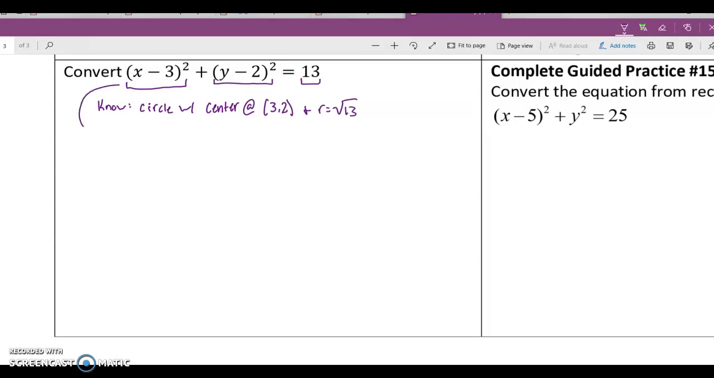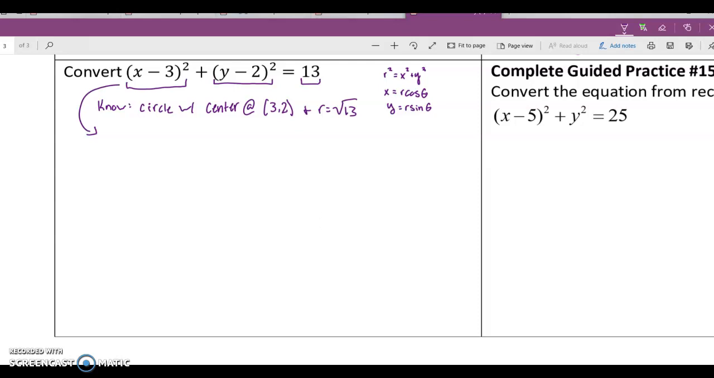Now if we want to go about converting this to polar, the first thing we need to do is FOIL out these squared terms, because remember, r squared is equal to x squared plus y squared, x is equal to r cosine theta, and y is equal to r sine theta. So we want to get everything into these types of terms. If we can get an x squared and a y squared, that's going to be pretty handy for us.